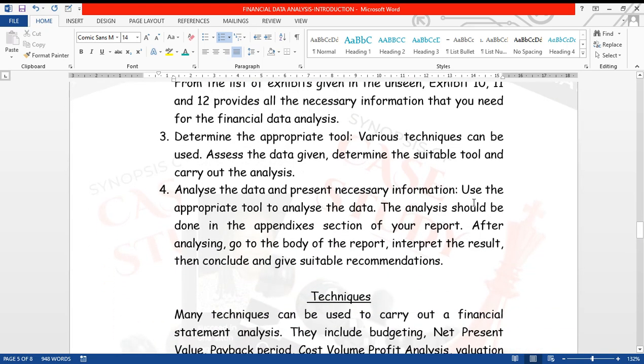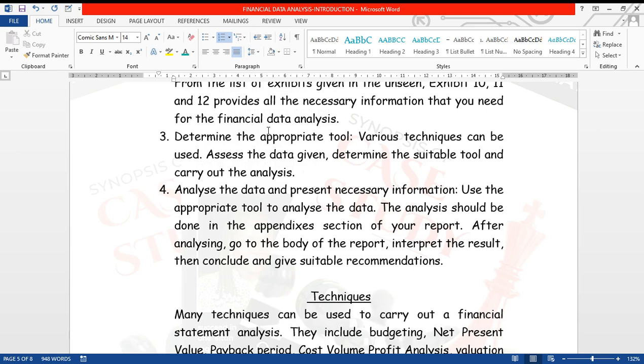So the next thing you do is determine the appropriate tool. Now you have looked at the data, and the data will determine what you're supposed to do, right? If they give you information about a merger or an acquisition, obviously you know you cannot do NPV for that. But if they're giving you information like cost of capital, inflow, outflow, maybe scrap value, obviously you know you're going to do net present value, right? That's why I told you to check for the data first, because it's the data we're processing to become information.